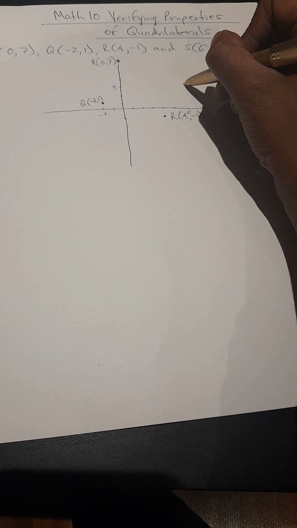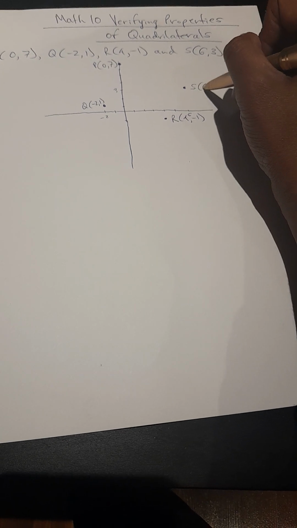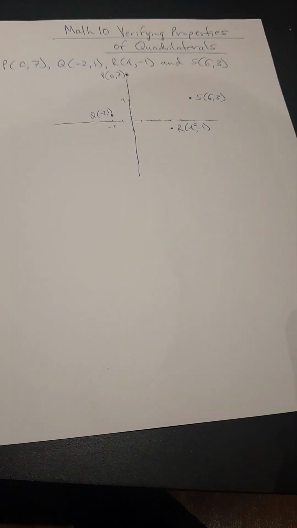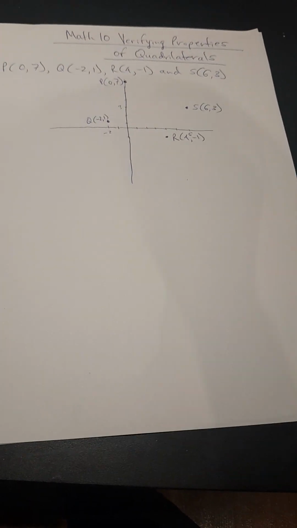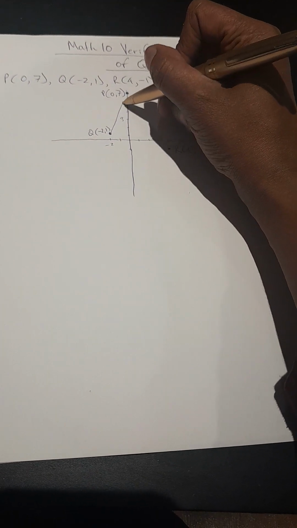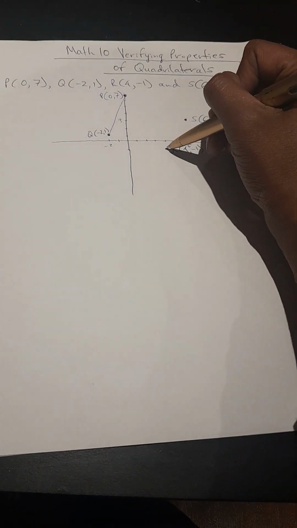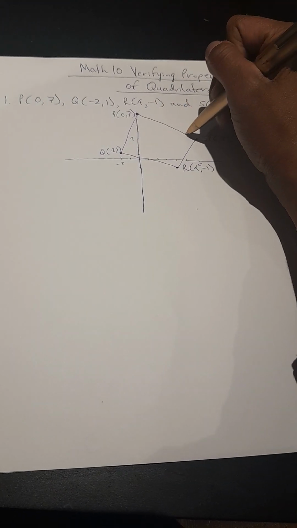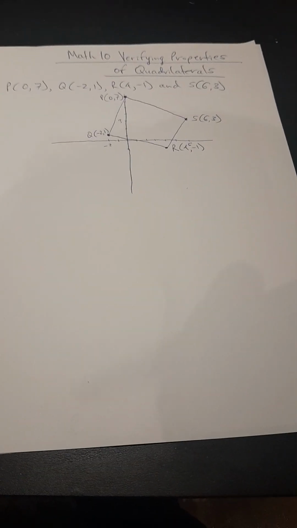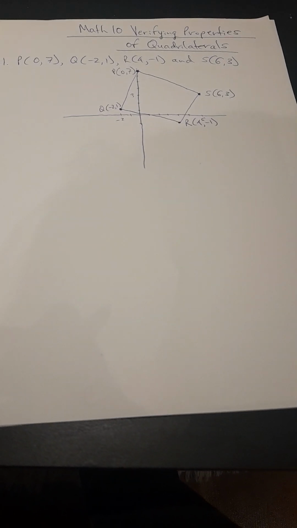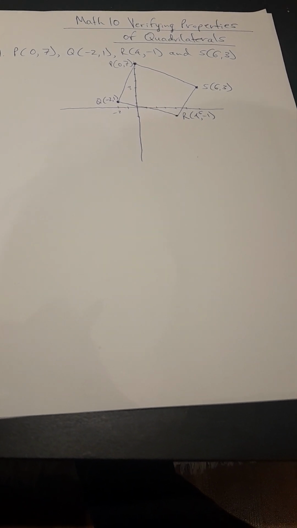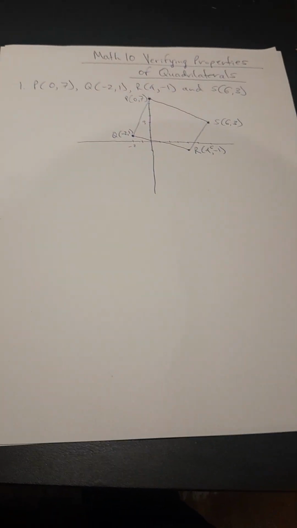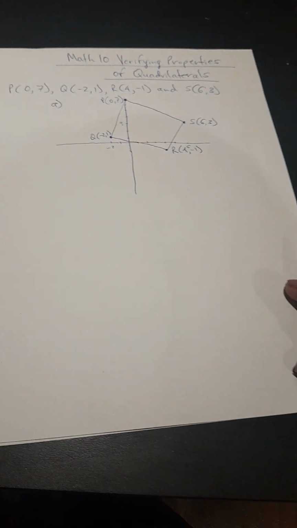So of course, make sure you are labeling each of your points like this. I can see it's a quadrilateral. Everyone should make sure they're using a ruler to join all these dots together. I'm just going to free hand draw that so you can see. So part A is basically just drawing out the graph.